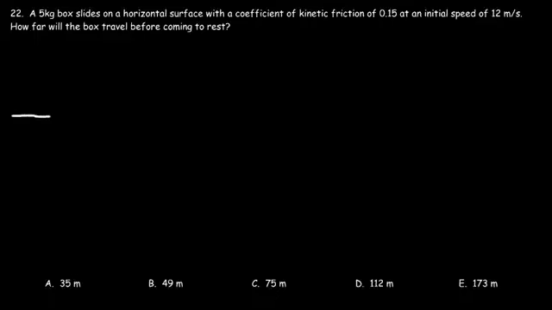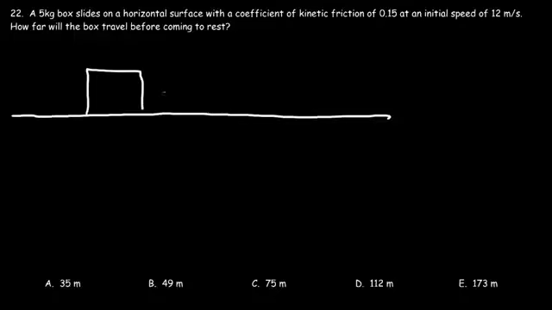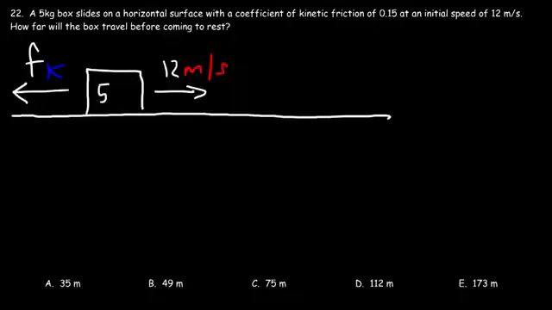So let's draw a picture. So here's the horizontal surface that has friction. And let's say that the box is moving to the right with a speed of 12 meters per second. Now friction opposes motion. So kinetic friction is going to be directed towards the left. And we have a 5 kilogram box. So how can we calculate how far this object will travel before coming to rest? So how can we calculate D?